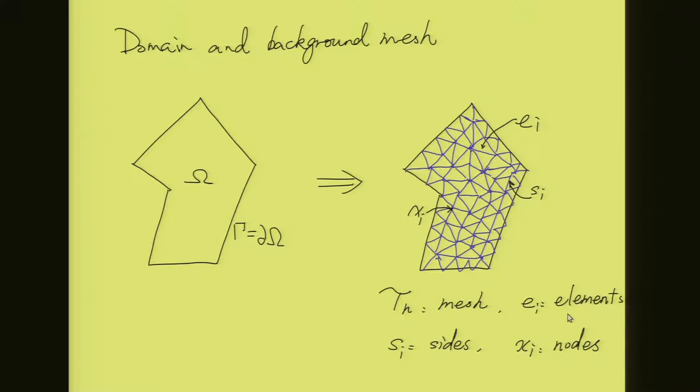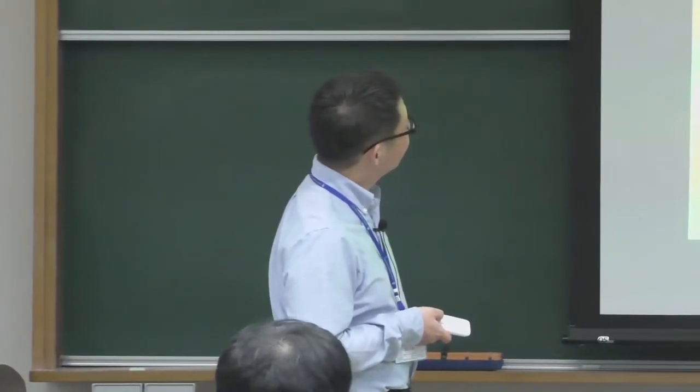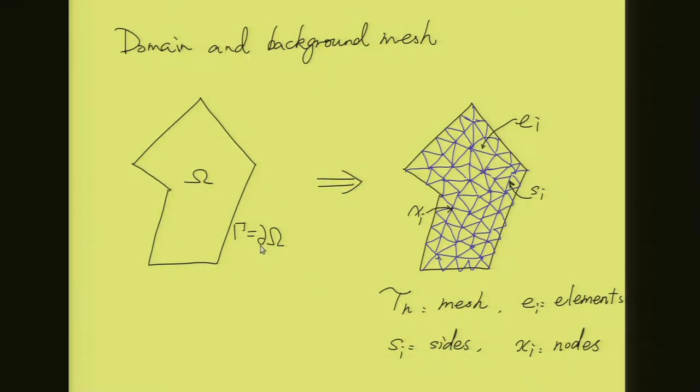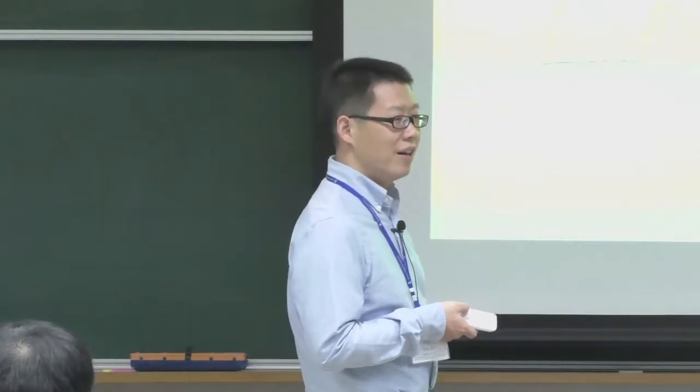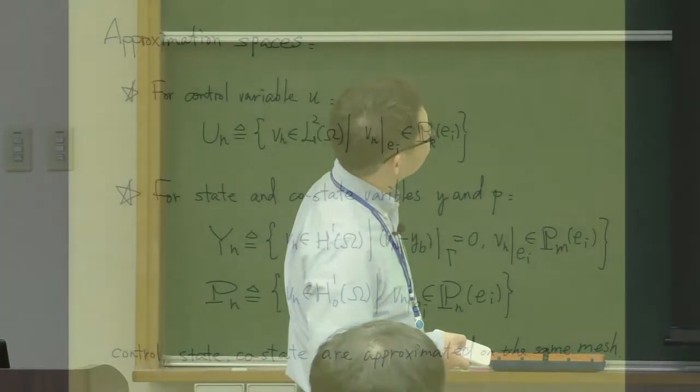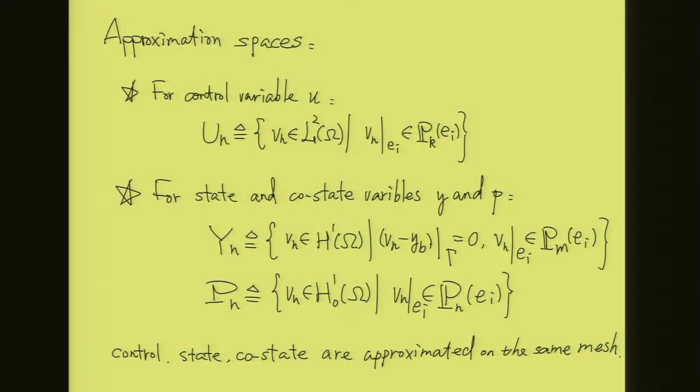So the first thing is that we have a domain. Basically the domains for Y and U can be different, but now we assume that U is defined on omega 2, and we denote the boundary of omega to be this gamma. We triangulate this domain to have a so-called background mesh. For the two-dimensional case, the elements are triangles, and for the three-dimensional case, we have tetrahedron elements.